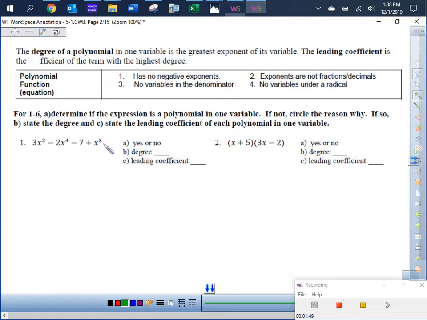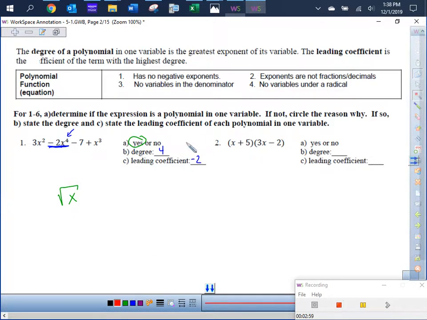So if we look at number 1, yes, nothing but x's, all in one variable. Now, does it meet these 4 rules? Any negative exponents? Nope. Any exponents that are fractions or decimals, like rational exponents? Nope. No variables in the denominator, that's good. And no variables underneath the radical, like the square root of x. So yes, this is a polynomial in one variable. Then find its degree and leading coefficient. It's not necessarily in standard form, so you have to find the term with the biggest exponent. That's a degree of 4, and its leading coefficient is negative 2.